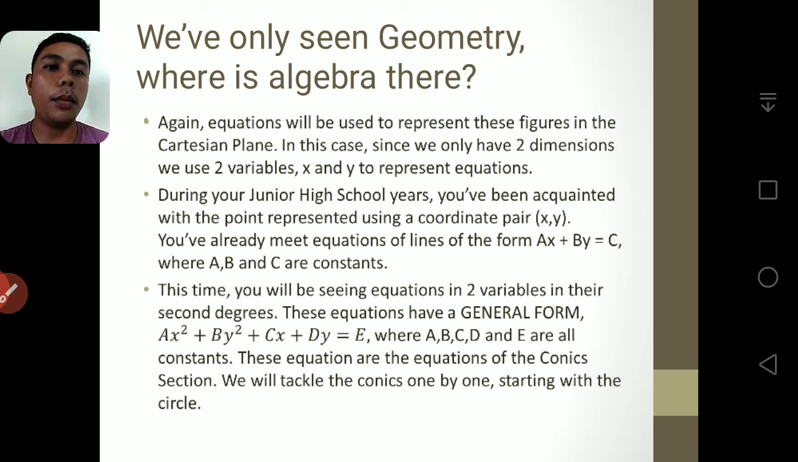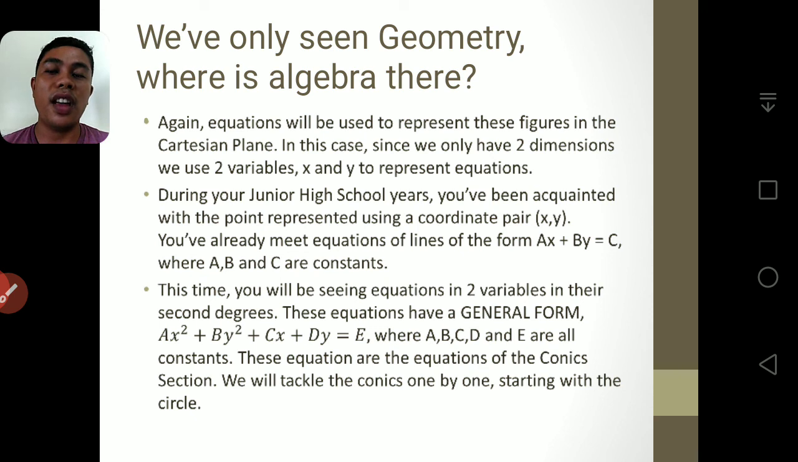We've only seen geometry here. Where is algebra there? Oh. Again, equations will be used to represent these figures in the Cartesian plane. In this case, since we only have two dimensions, we use two variables, x and y, to represent equations. During your high school years, you've been acquainted with the point represented using a coordinate pair, x and y. You've already made equations of lines of the form ax plus by is equal to c, where a, b, and c are constants. This time, you will be seeing equations in two variables in their second degrees.